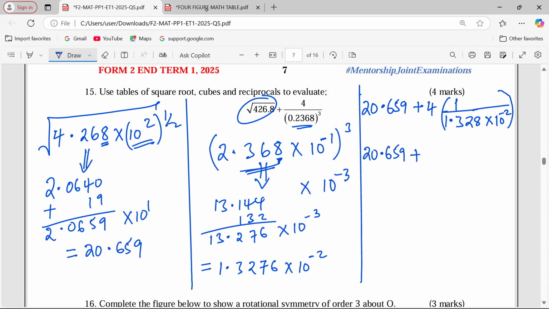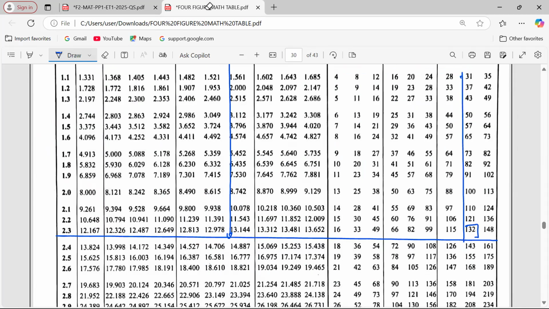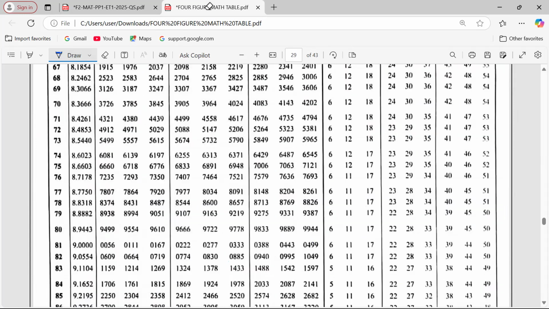20.659 plus 4 multiplied by the reciprocal of 1.328. This one will be read from the table, but the reciprocal of 10 to the power of negative 2 becomes 10 power 2. We just reverse the sign on the power for us to get the reciprocal of 10. So we are talking of reciprocals now.